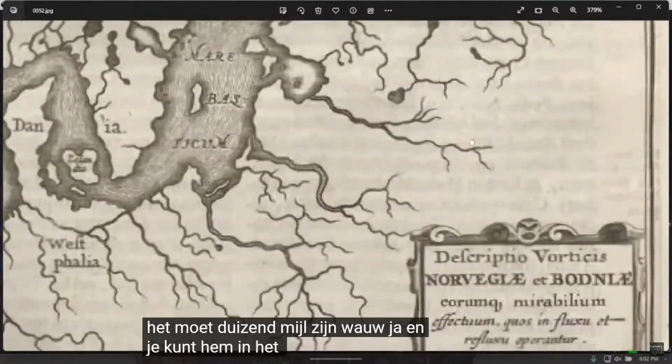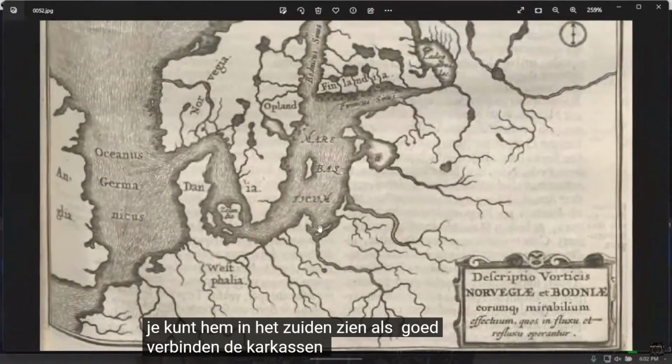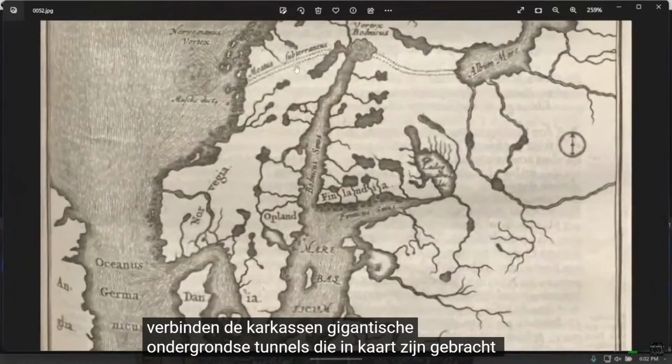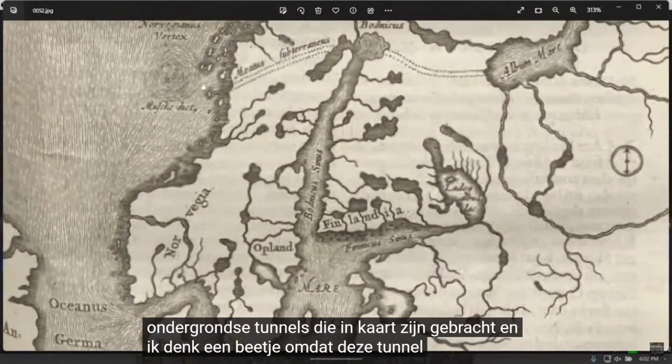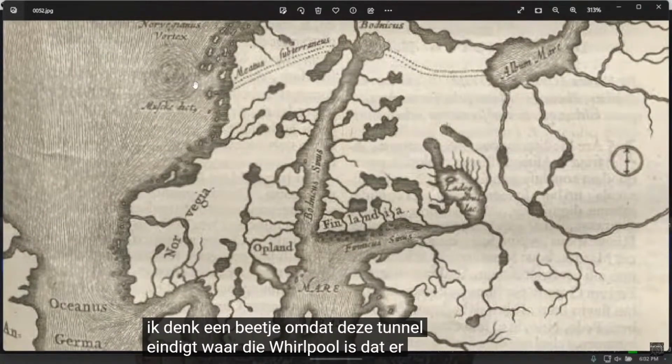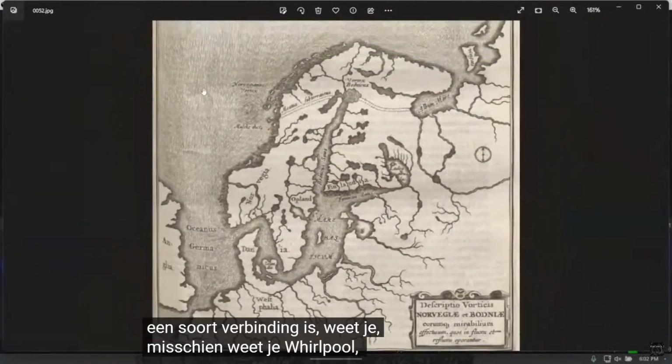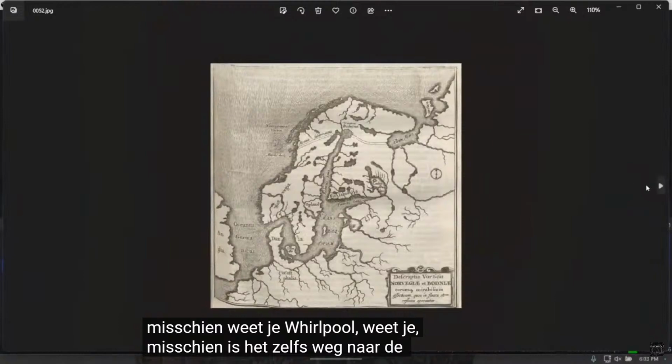And you can see them in the south as well, connecting up the Caucasus. Giant underground tunnels, which are mapped. And I can't help thinking, because this tunnel ends where that whirlpool is, that there's some sort of connection. You know, that whirlpool might be even a way to the inner world.